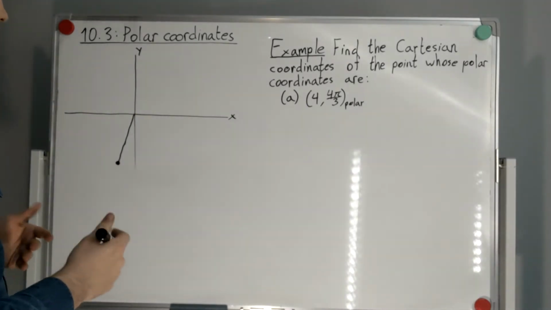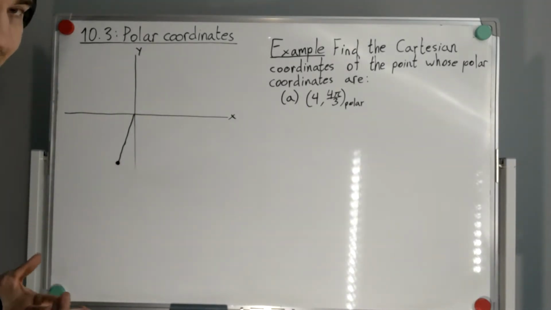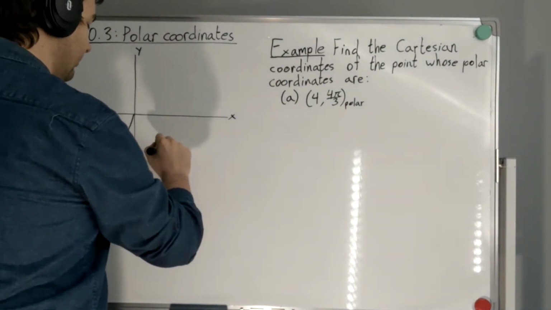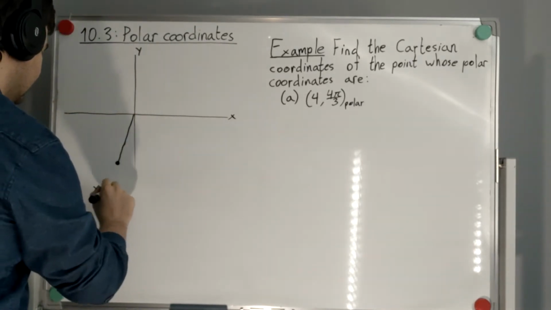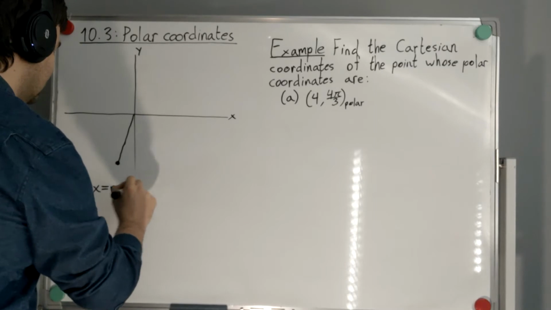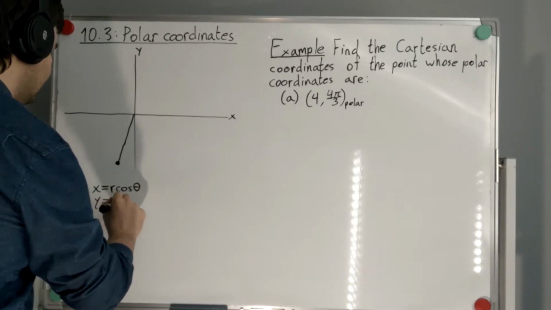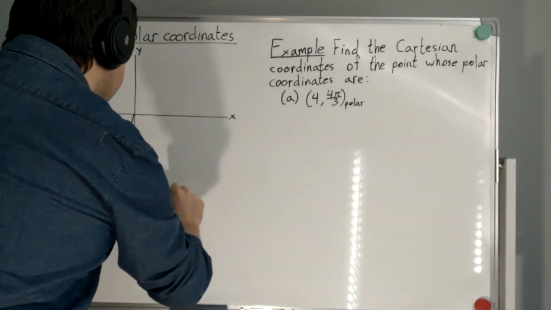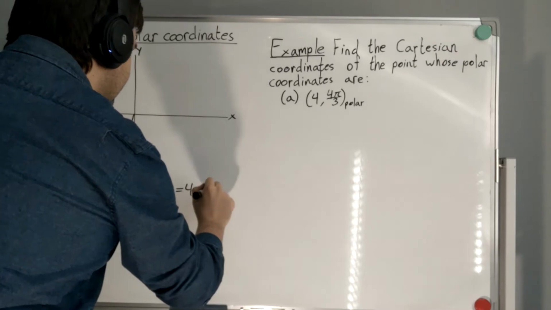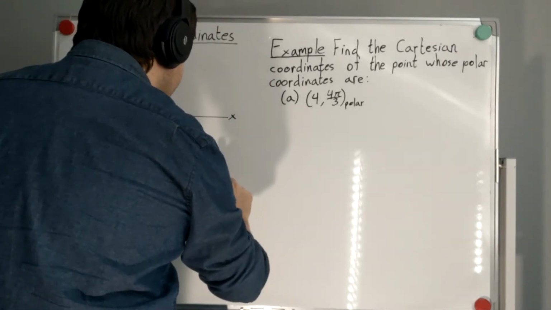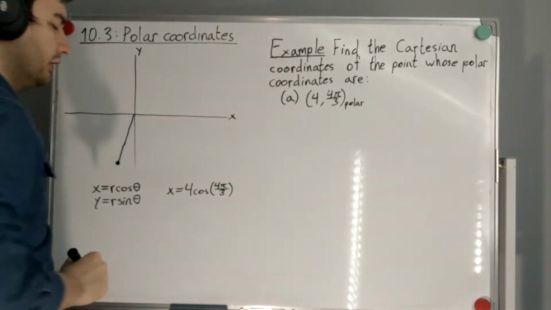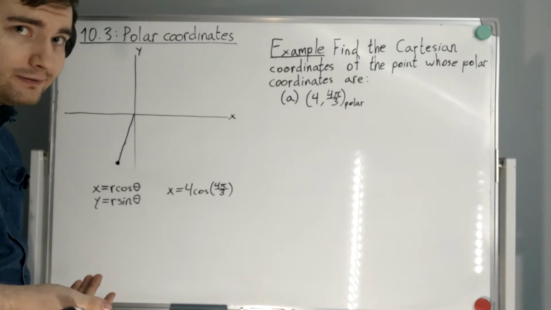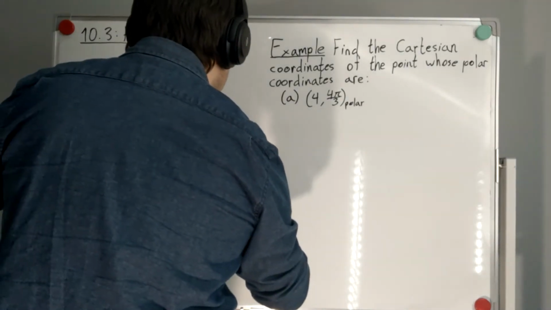Okay, so now you need to figure out the Cartesian coordinates. Again, we just need to use that x is r cosine theta, and y is r sine theta. So, in this case, x is going to be 4 times the cosine of 4 pi over 3. Cosine of 4 pi over 3 is going to be negative 1/2. So this just ends up being negative 2.